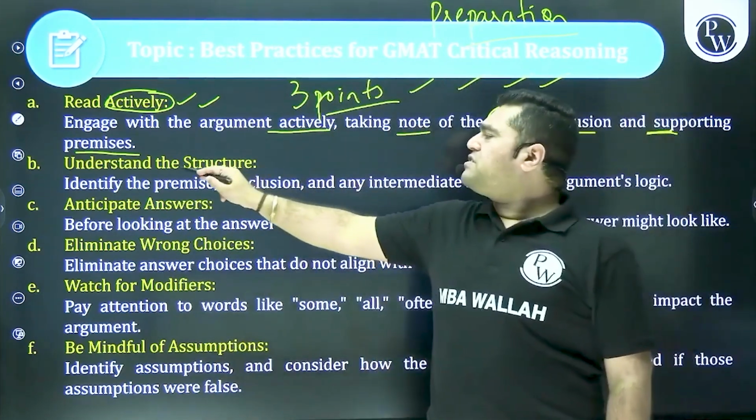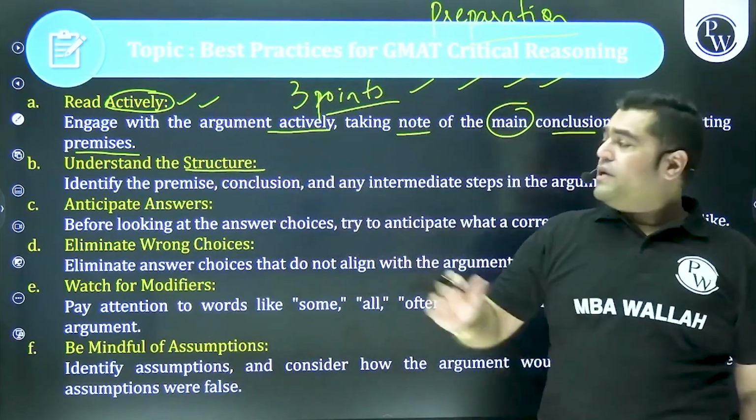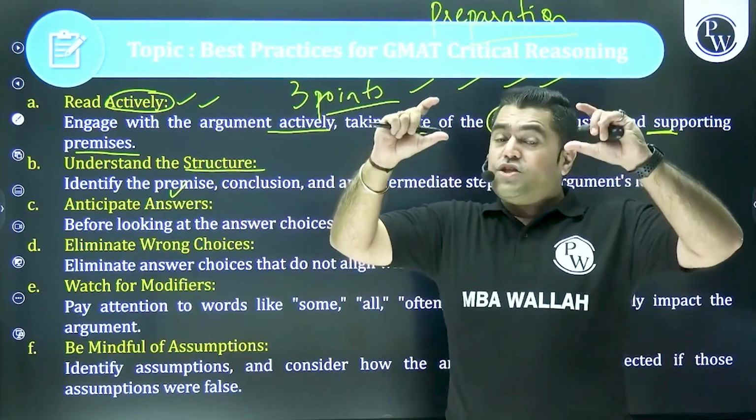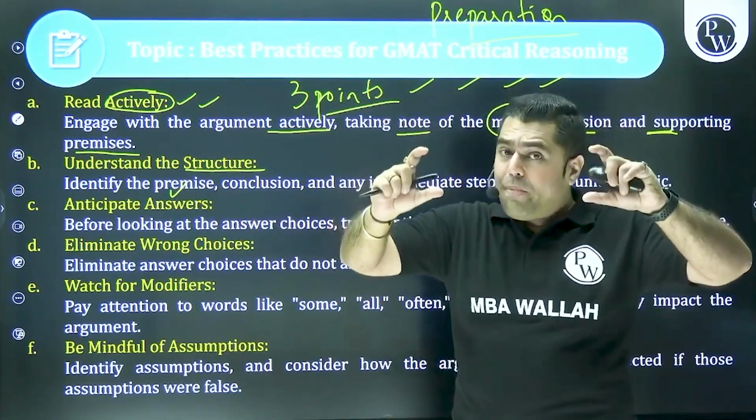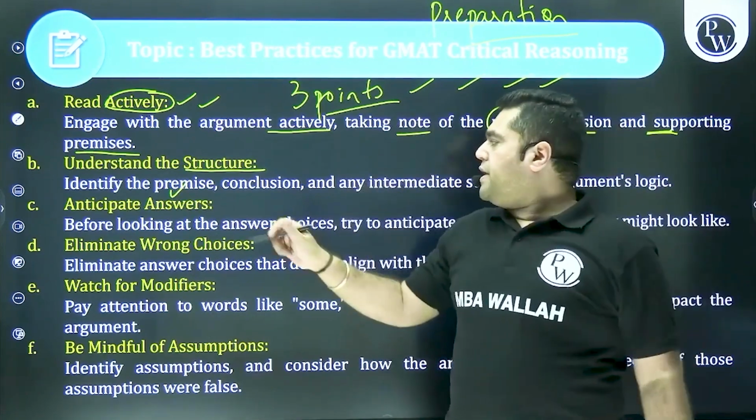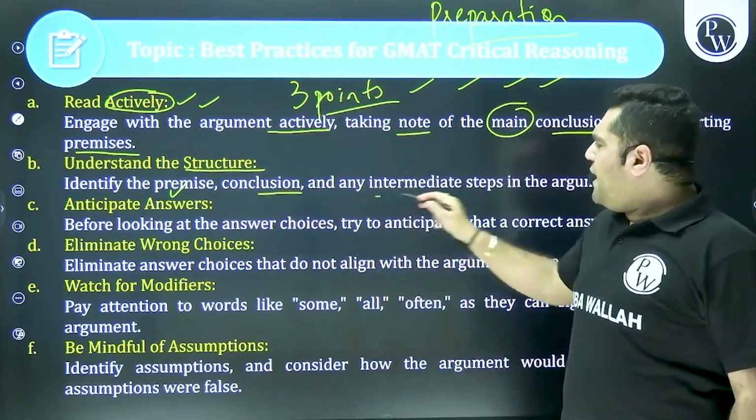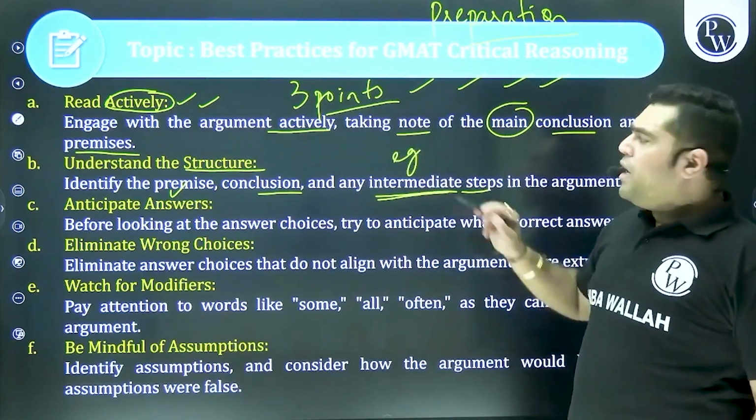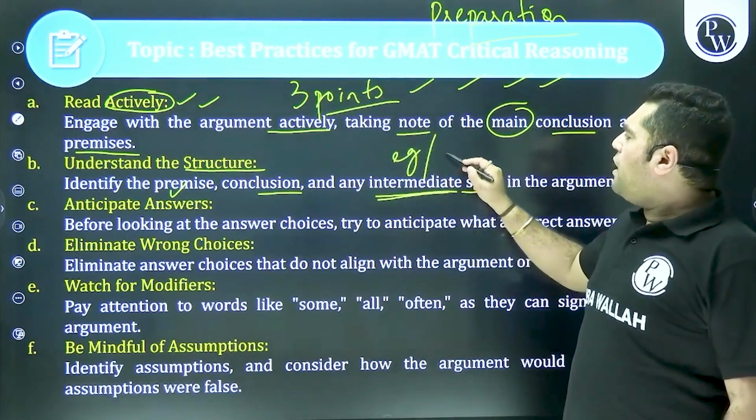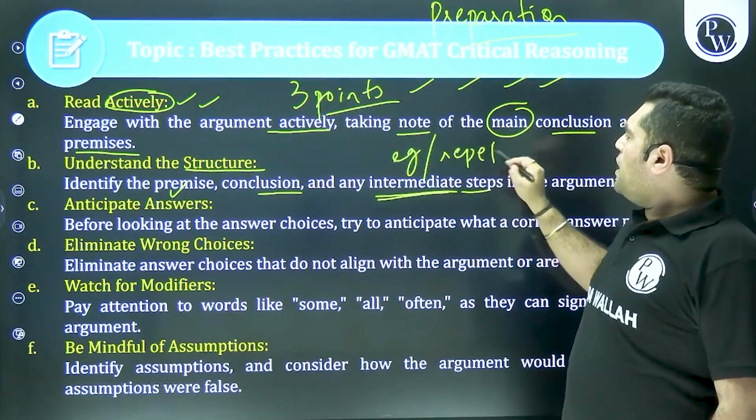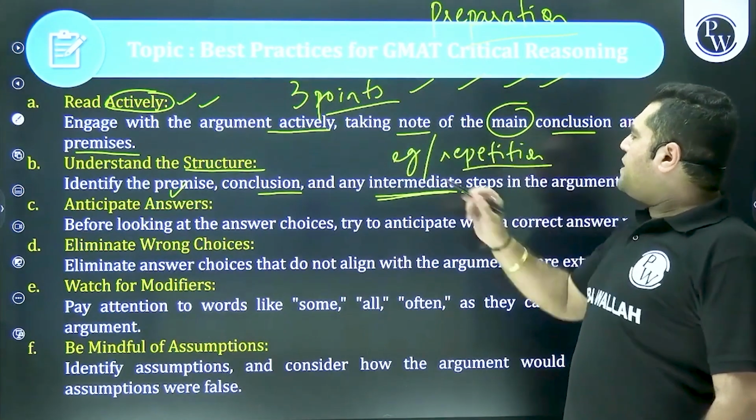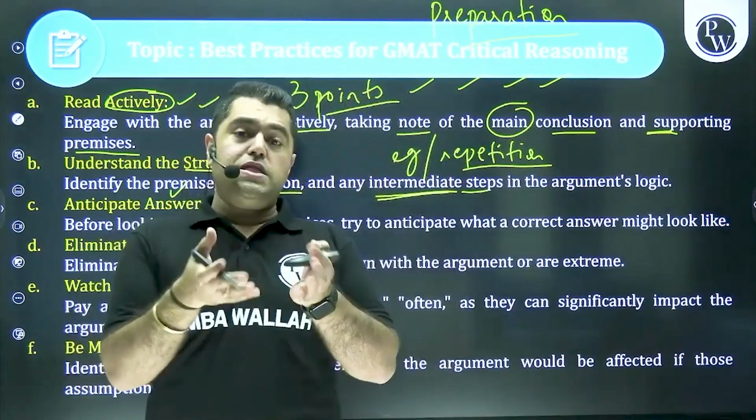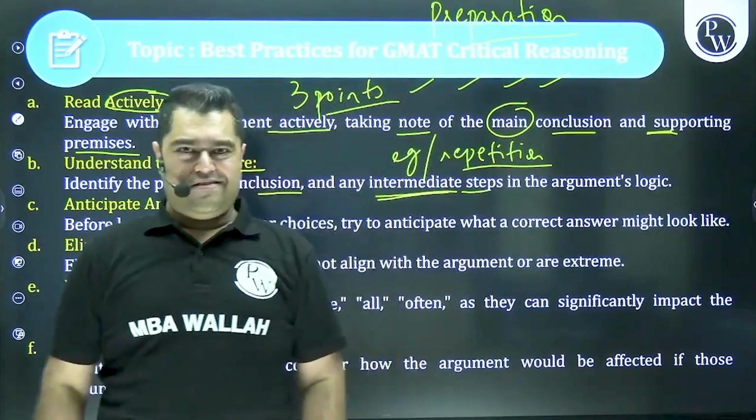Next, understand the structure. This is beautiful. Identify the premise. What is the premise, sir? Data, the stated part, the true part, the factual part. Then the conclusion. And any intermediate steps. Intermediate steps could be examples. Intermediate steps could be repetition. Repetition means when the author uses words like furthermore, also, in addition.